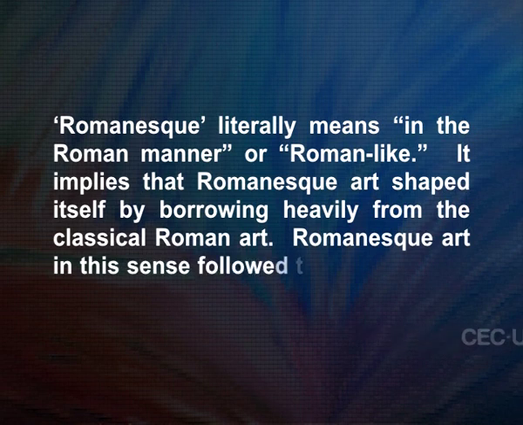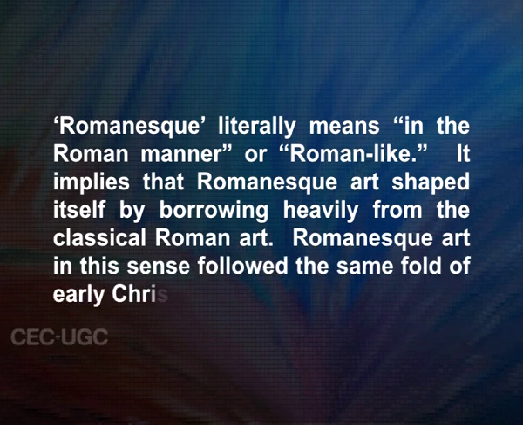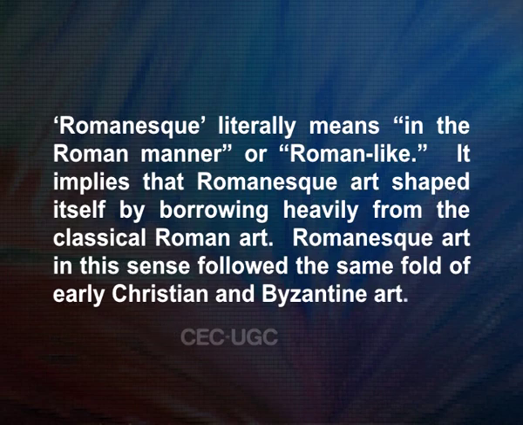Romanesque art, in this sense, followed the same fold of early Christian and Byzantine art. That apart, it also followed the Carolingian, Ottonian, and Islamic traditions as well. This assimilation makes it a very distinct artistic phenomenon. The Carolingian and Ottonian suzerainty looked at art as the manifestation of cultural and political programs of the royal courts.